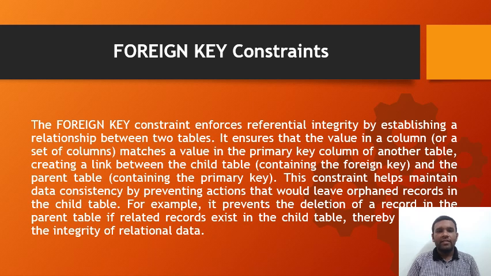The other one is the foreign key constraints. Foreign key constraint enforces referential integrity by establishing a relationship between two tables. It ensures that the value in a column matches a value in the primary key column of another table, creating a link between the child table and the parent table. This constraint helps in maintaining data consistency by preventing actions that would leave orphaned records in the child table. For example, it prevents the deletion of a record in the parent table if related records exist in the child table, thereby preserving the integrity of relational data.